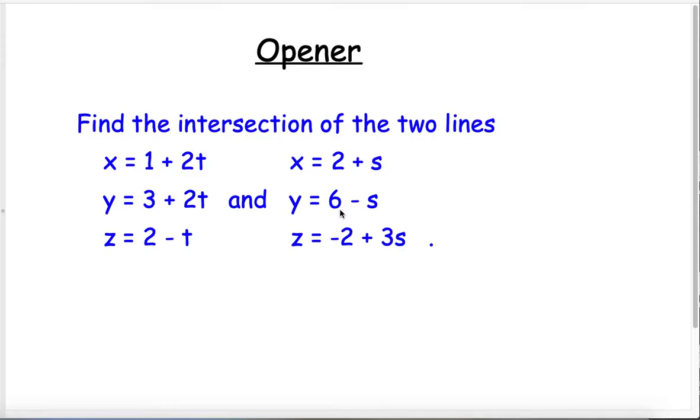Okay, so now we know how to get the equations of lines in 3-space and planes. So let's look at some more examples with those. What if I wanted to find the intersection of two lines in 3-space?